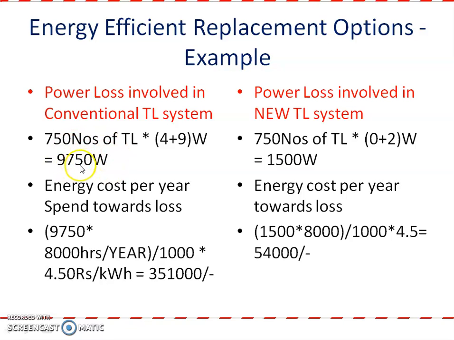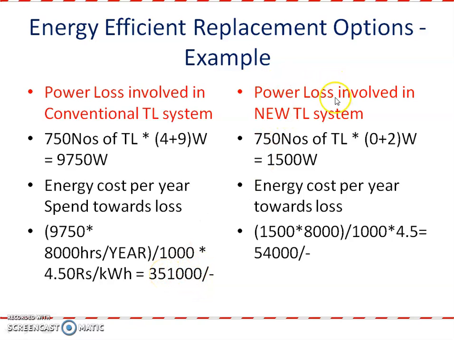So if you calculate the energy cost, energy means this much amount of watts works for this many hours, that is 8,000 hours per year. And per unit cost, when you divide watts by 1000 it will give kilowatts, multiplied by hours which gives the kilowatt hours. So now 4.5 rupees per kilowatt hour is the tariff. When you multiply these two things, this much amount you need to spend towards the loss, right?